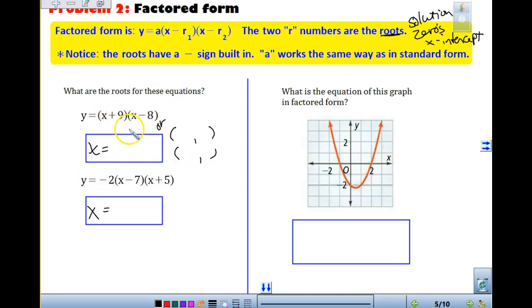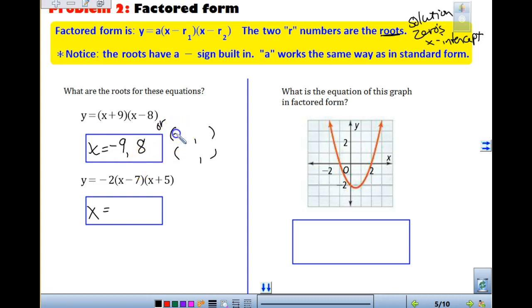Do not multiply this out, right? I'm giving it to you this way. This would be setting it equal to 0. The first solution, Tanya, would be negative 9. Second one should be 8. Does everyone agree? Negative 9 and 8.